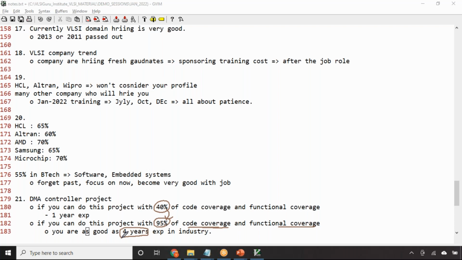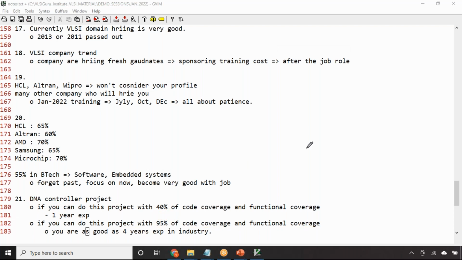That will give you this much expertise. Both people will say that I have done DMA controller. Even this person will say that I have done DMA, and this person also will say DMA controller. It's the quality at which you have done it that differentiates you. So, to answer your question, you can be as good as a 4 years experience person. Sure, Srinivas. Any other questions?